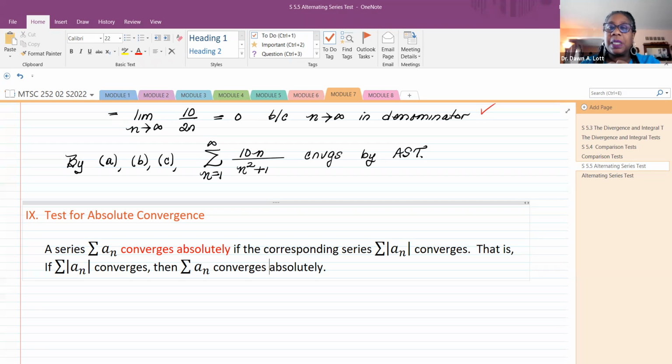Any questions about that definition? I'm going to take my original series, the one I'm checking, and take absolute values of those terms. If that series converges, then the original series converges absolutely. So we have some examples.